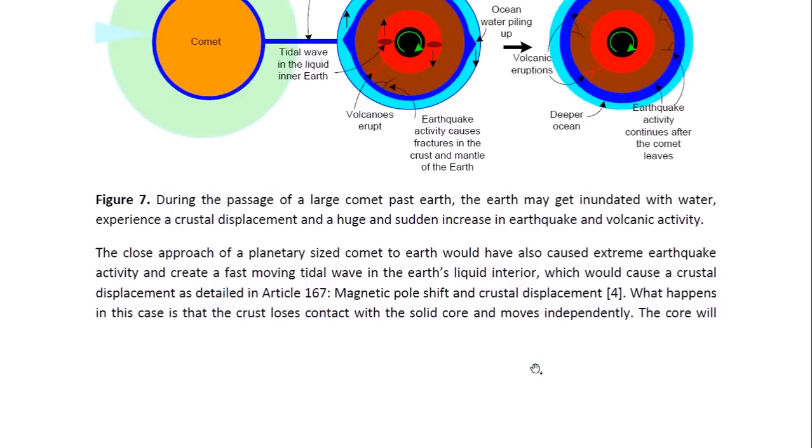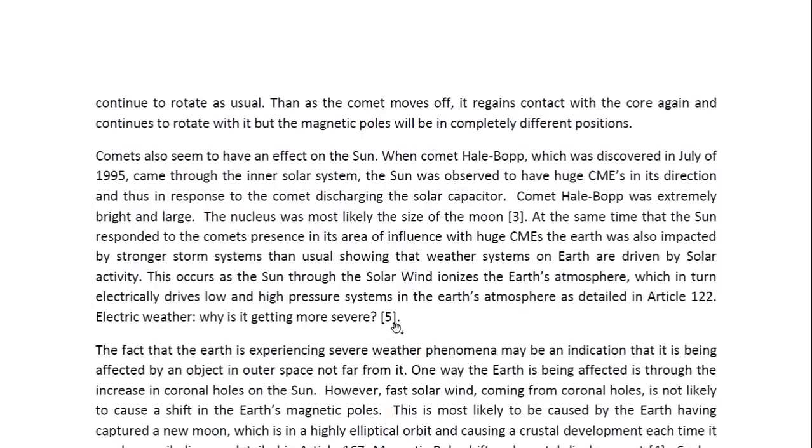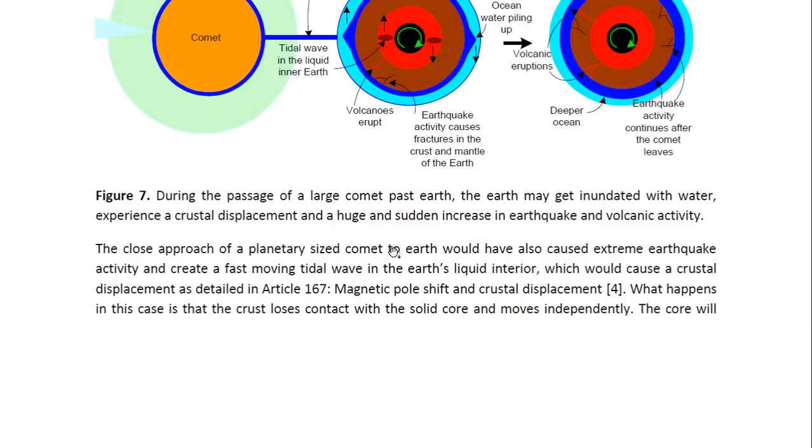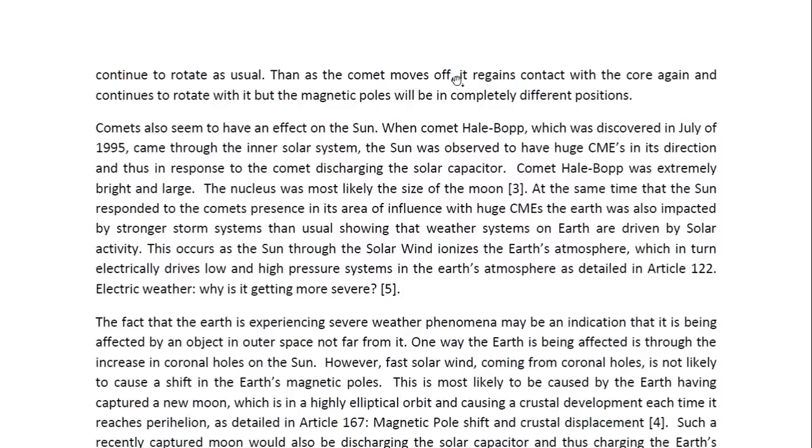Now, the close approach of a planetary-sized comet to Earth would have also caused extreme earthquake activity, as I have shown, and create this tidal event that would shift the poles. And then as the comet moves off, it would regain contact, and we would see the magnetic poles in totally different positions. Now, comets also seem to have an effect on the sun.